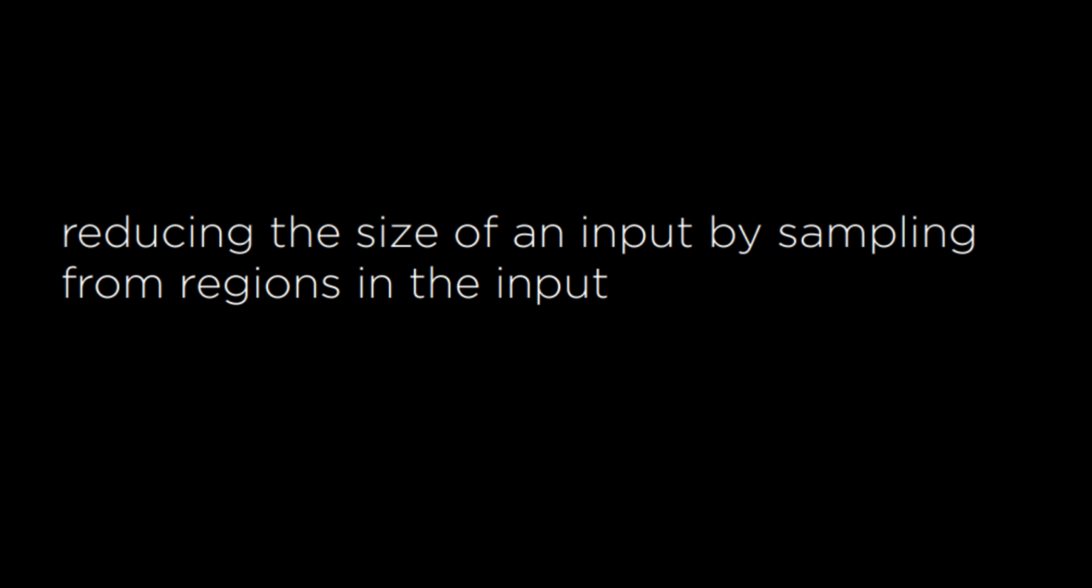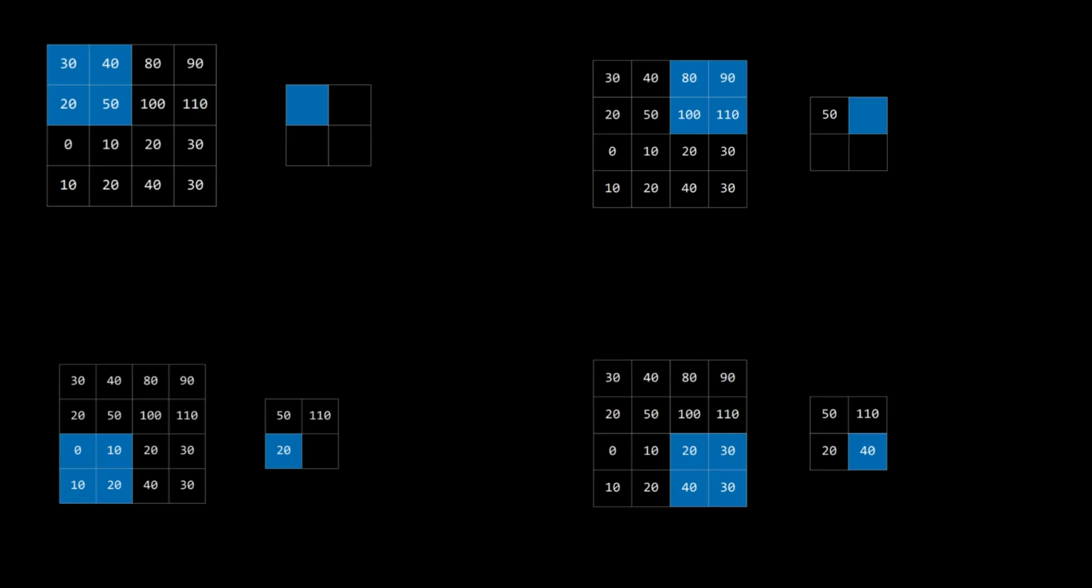Pooling is reducing the size of an input by sampling from regions in the input. There are many types of pooling, like max pooling and average pooling, but here we see max pooling. In max pooling, you minimize the image, for example 4 by 4 into 2 by 2. First you take these four elements and see which is the maximum. You can see 50 is the maximum, then we add the 15 here, and we see the next block.